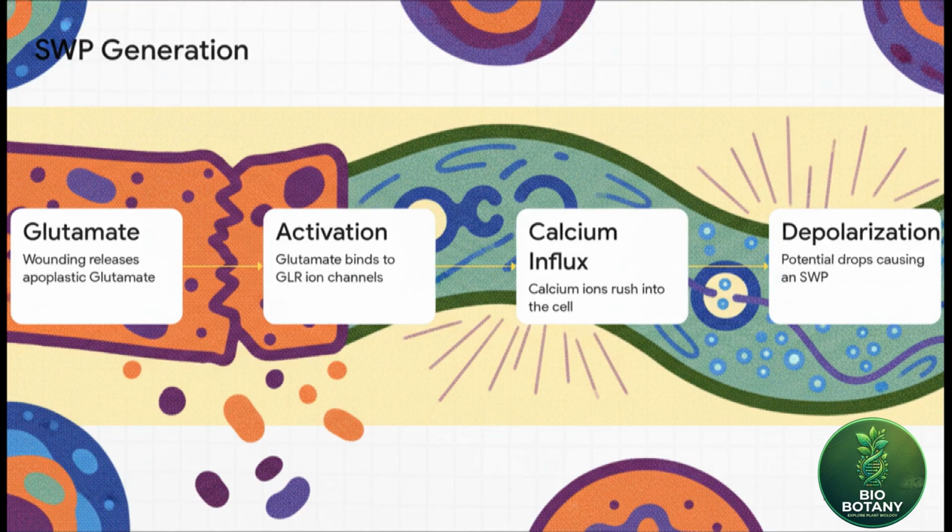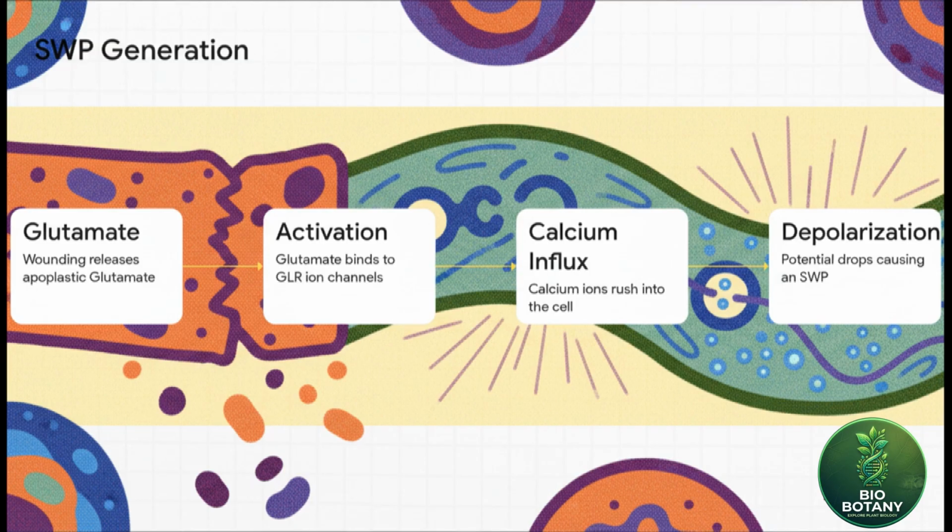Step 1, the physical act of wounding literally forces cells to spill an amino acid called glutamate out into the extracellular space, the apoplast. Step 2, that spilled glutamate binds to and activates these specific sensor proteins called GLR ion channels. Step 3, once those channels snap open, they allow a massive rush of calcium ions to flood into the cell. And finally, Step 4, this sudden dramatic shift in electrical charge causes the membrane depolarization, which ultimately generates the slow wave potential we just talked about.